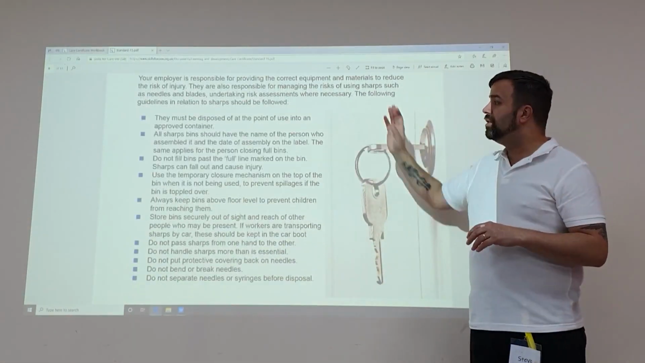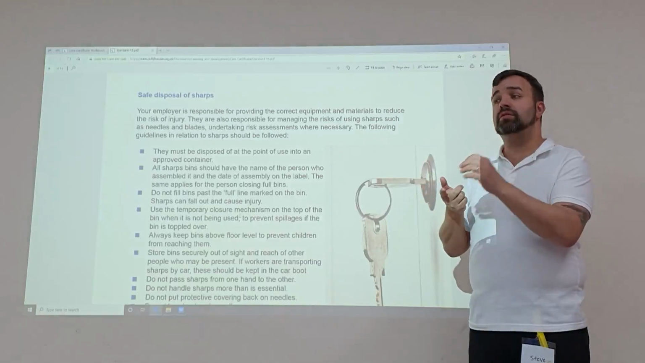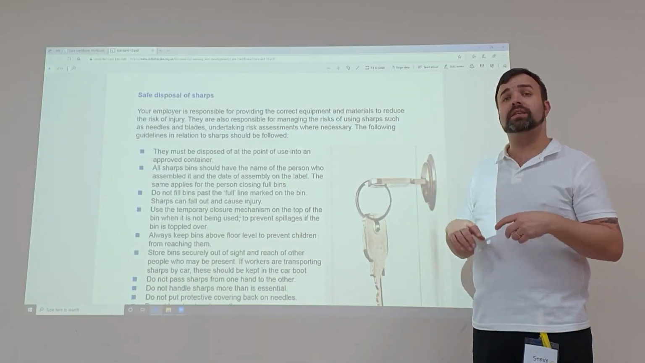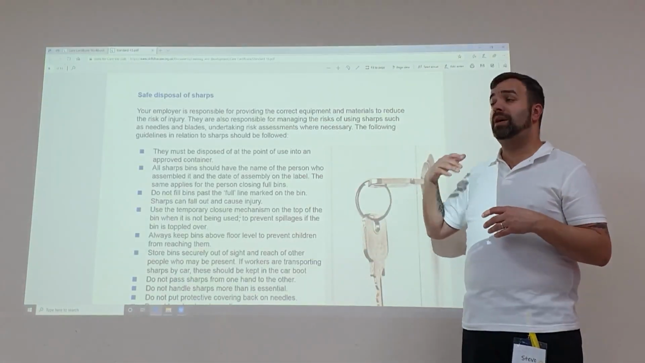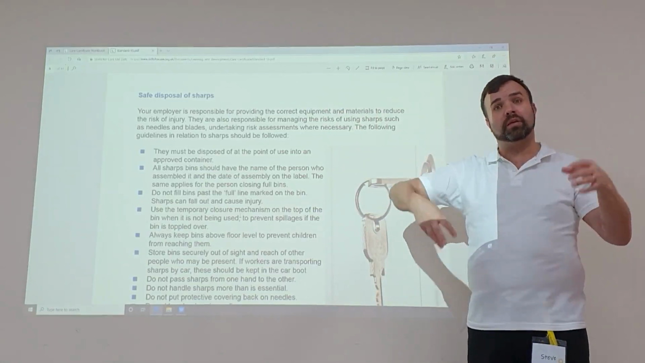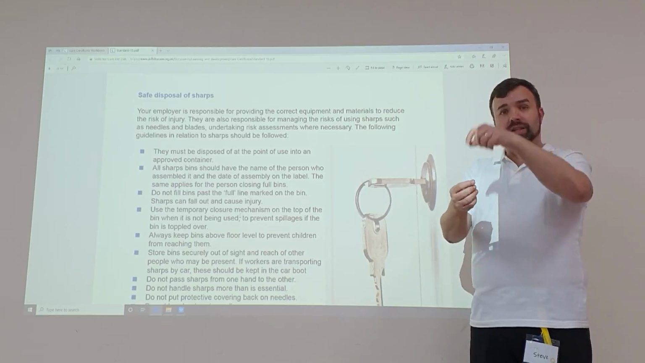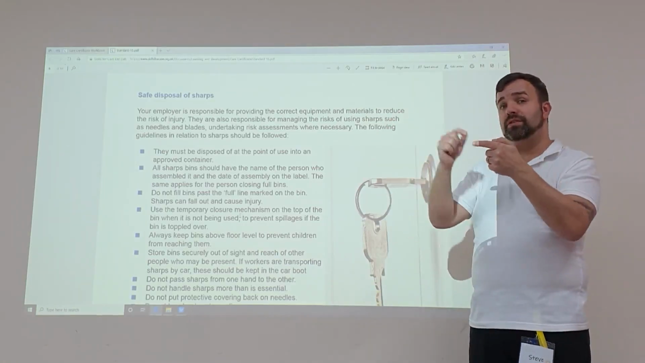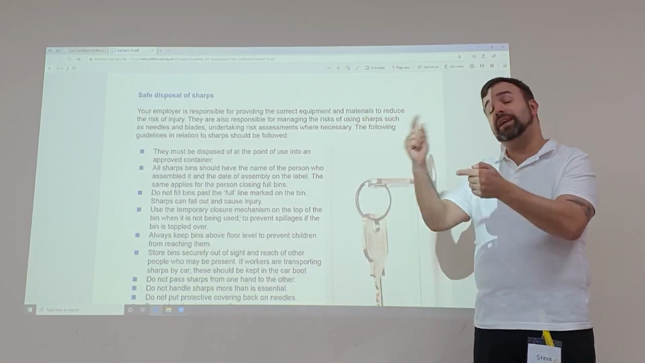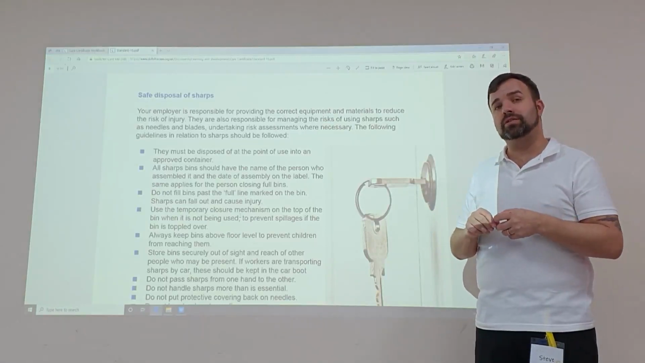so please take time to read them. If you're using sharp items, such as when you're doing blood samples for diabetes, please make sure you understand about sharps and that they go into the yellow bin. Never resheath the needle, so never put the needle back into something, because if you stab yourself, you're going to infect yourself through a needle stick injury.